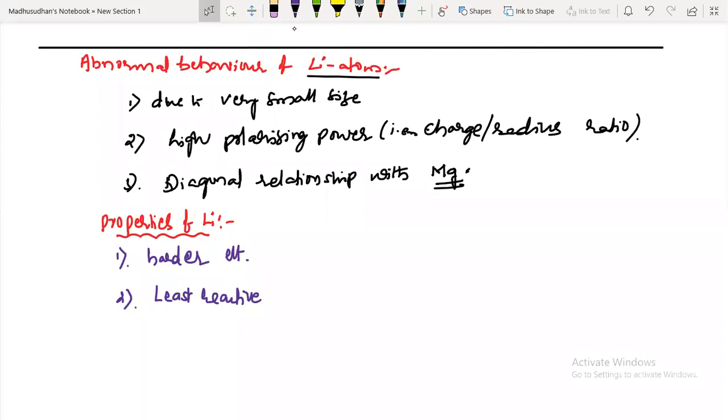Least reactive, but lithium is the strongest reducing agent of all, the strongest reducing agent in the periodic table. On combustion with oxygen, what will it form, guys? Lithium oxide, Li2O, right?